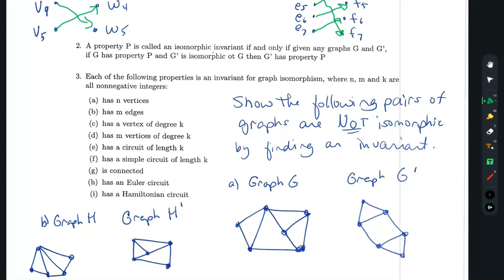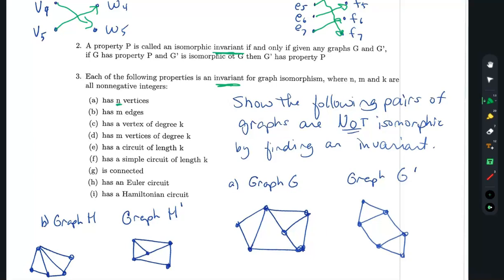If there is something that stops two graphs from being isomorphic, we call that an invariant. Here are some of the invariant possibilities. One graph has n vertices, another graph has a different number of vertices. These are the things that you want to check.